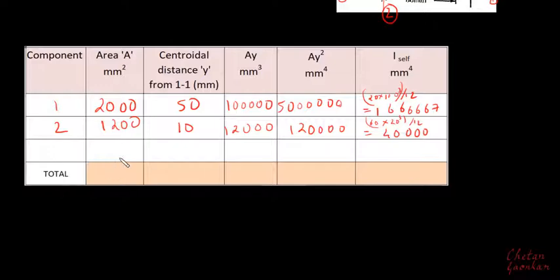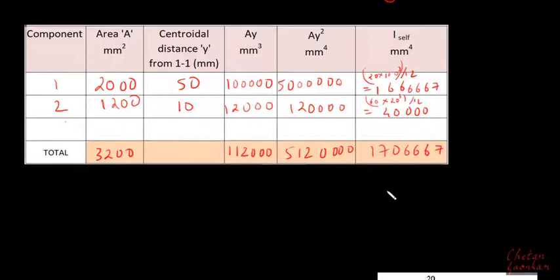Let us add these quantities. Here we don't have the third component, so I've just left this blank. So summation of area will be 3200. This summation is not required. Summation of a into y will be 112,000, summation of ay square will be 5,120,000, and the summation of I self will be 1,706,667.